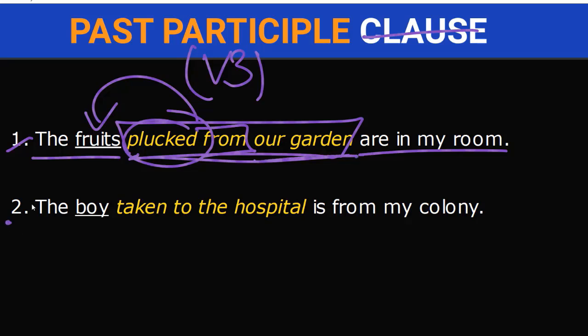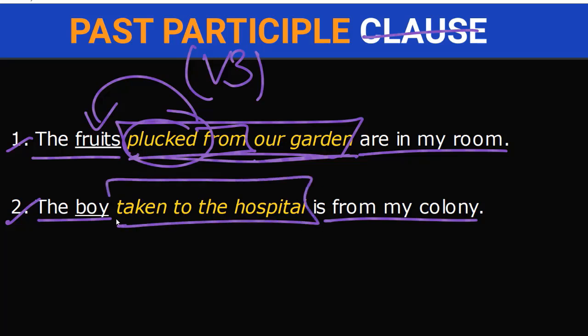All right. Second example. The boy taken to the hospital is from my colony. The boy is from my colony. Which boy are we talking about? You don't know. Right now you do. Taken to the hospital. The boy who is taken to the hospital is from my colony. So it's identifying the noun boy, giving information about it, and working like an adjective.